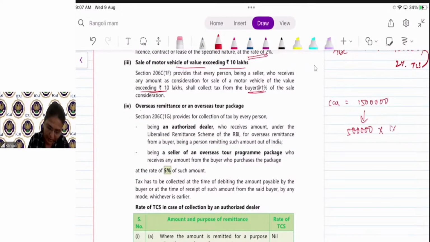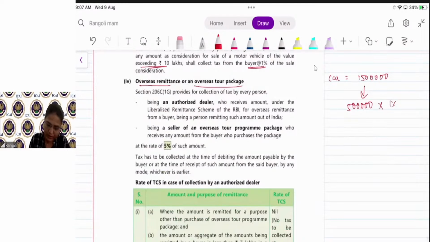Next is overseas remittance or an overseas tour package. Section 206C(1G) provides for collection of tax by every person, being an authorized dealer, who receives an amount under the Liberalized Remittance Scheme of RBI for overseas remittance from a buyer, being a person remitting such amount out of India. Definitely, the TCS credit will be given to the buyer only.